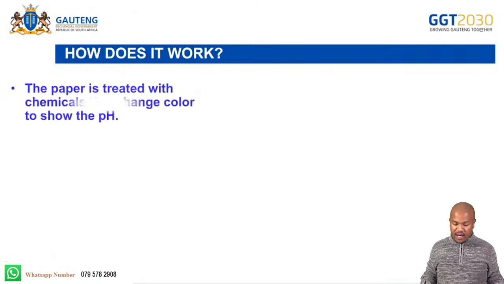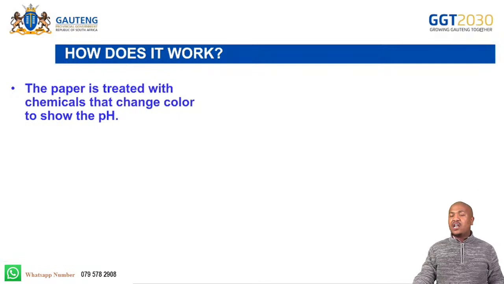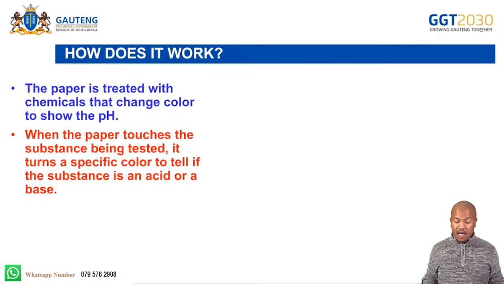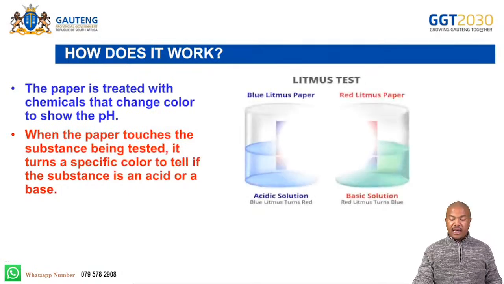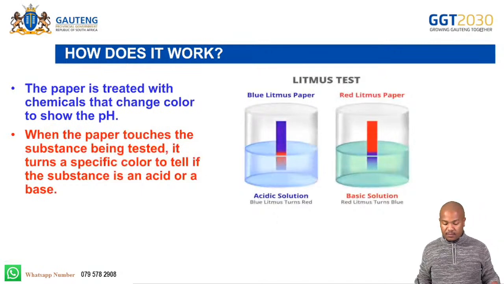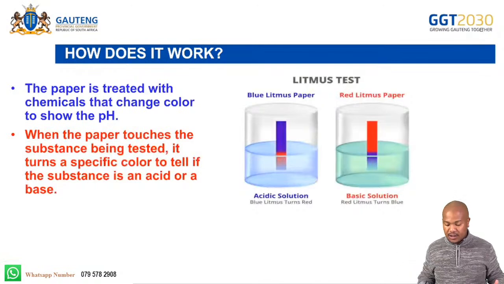So how does this work now? The paper is treated with chemicals that change color to show the range of pH. When the paper touches the substance being tested, it turns a specific color to tell if the substance is an acid or a base. As I've said also in the previous slide, blue litmus paper turns red when the solution is acidic.